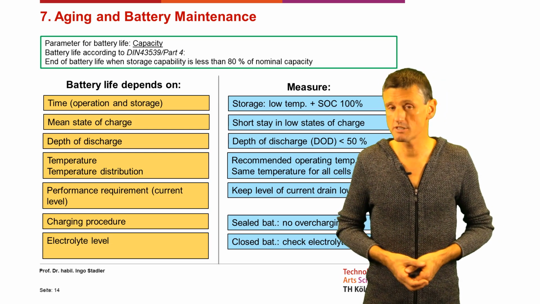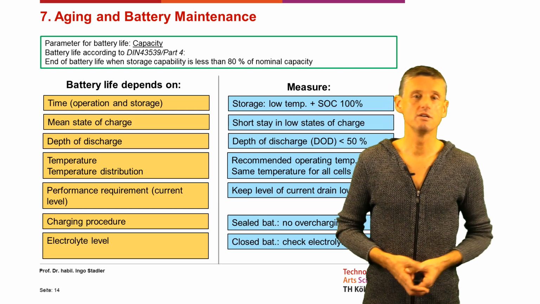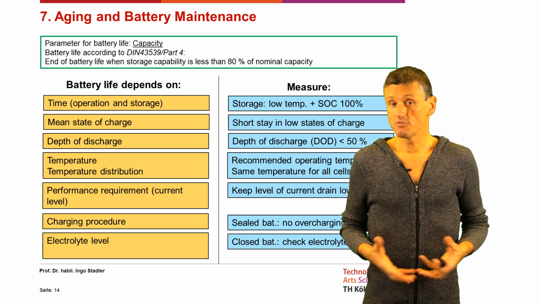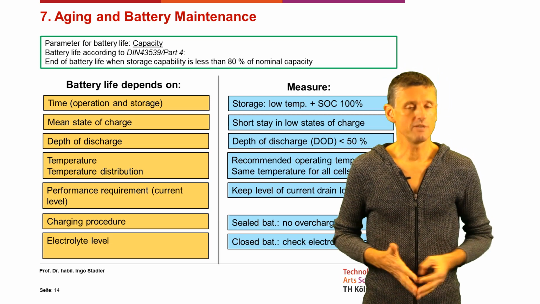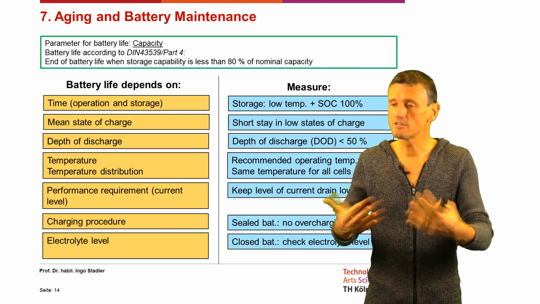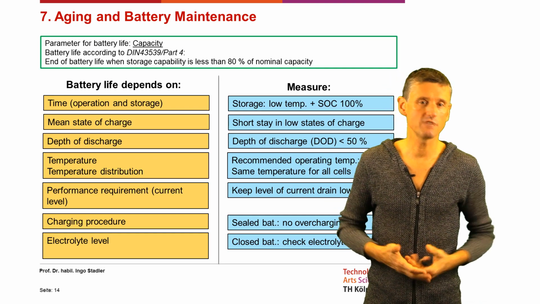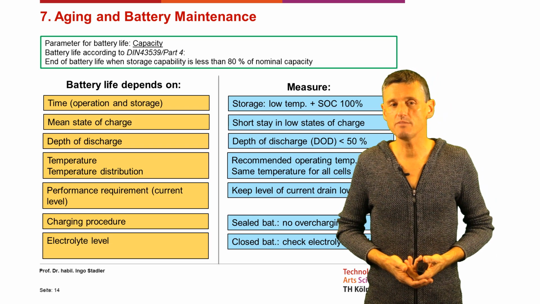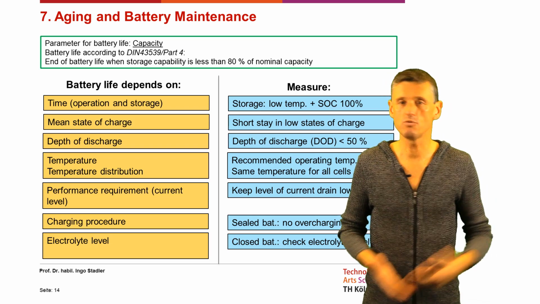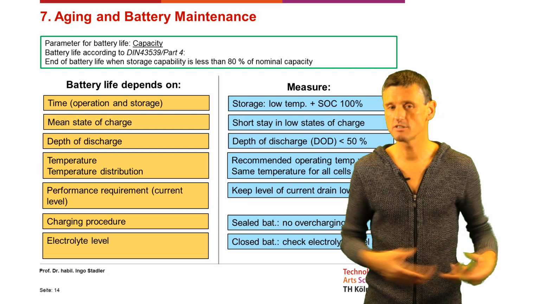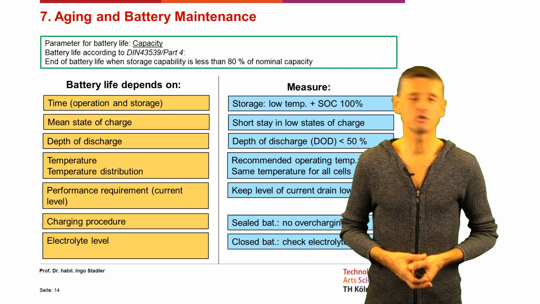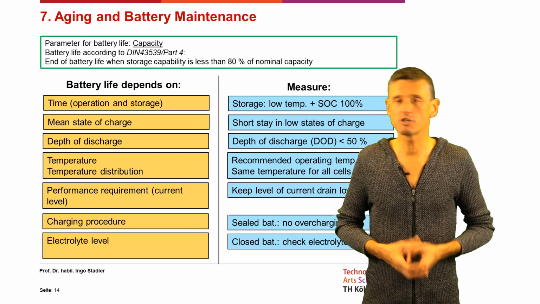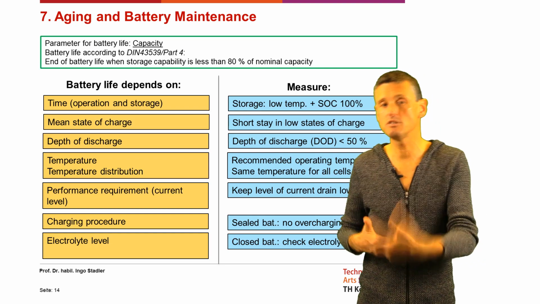Temperature distribution plays a role. It is recommended to be around 20 degrees Celsius, and the same temperature for all the cells, else they behave in a different way. With higher temperatures, the side reactions are always also increased, and therefore the aging goes faster. Performance requirements: the lower the discharge current level, the longer the lifetime will be. The charging procedure plays a role.